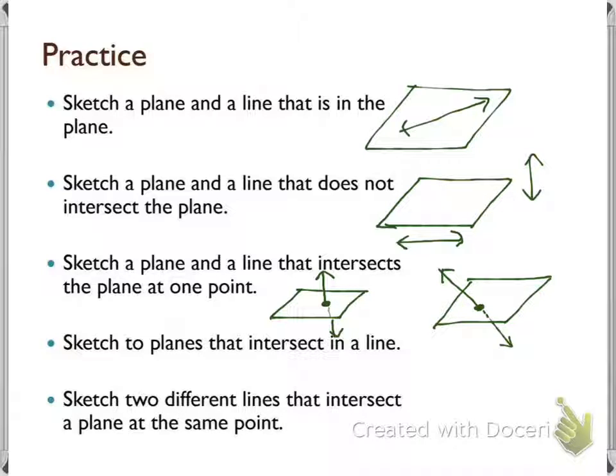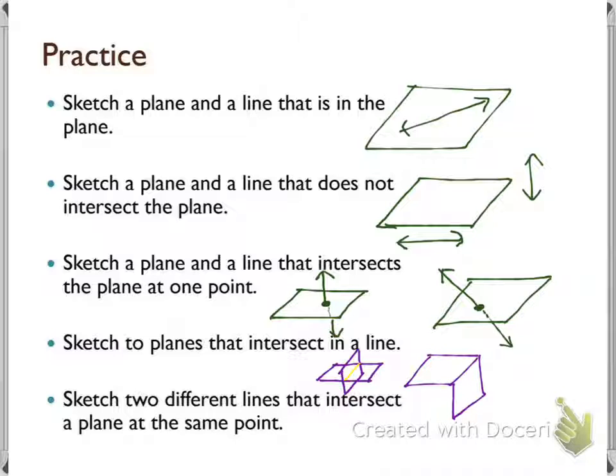Okay, sketch two planes that intersect in a line. So let's draw, I'll change colors here, and have one plane here. Now if you're not sure, just think of that floor and ceiling or the wall and the floor. You could draw it like that. And there's my line where they share. Or if you want to get fancy, you can draw one plane and the other plane, and they intersect on the line.